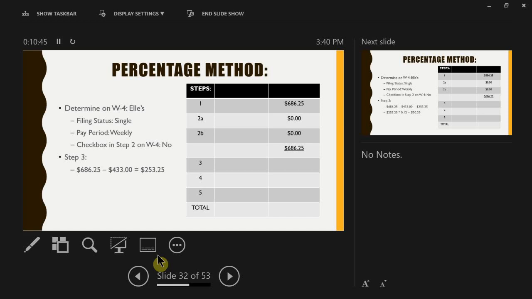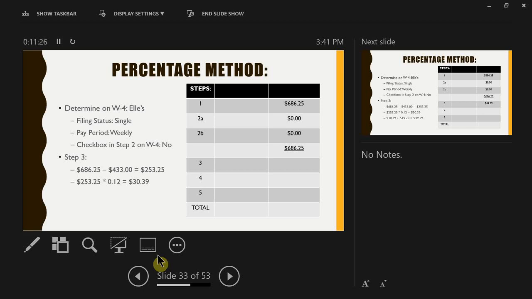So then if you subtract that from the $686.25, you're left with $253.25 that you've earned over the $433. So this amount right here, the $253, is going to be subject to a 12% tax. So in this case, you're going to multiply the 12% by that number to get a total of $30.39. Okay? So that's how much you're going to be prorated, that is taxed.